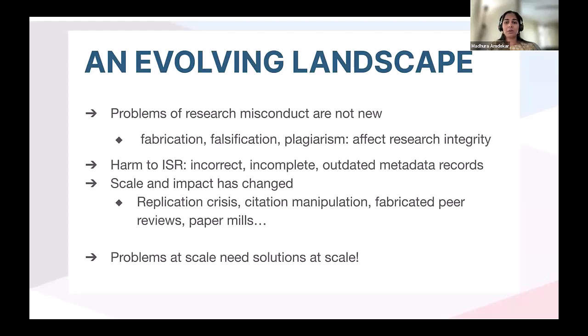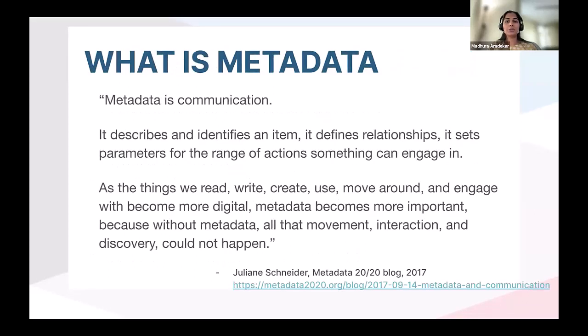In recent years, the scope and impact of integrity issues has also considerably changed. We keep hearing about things like replication crisis, citation manipulation, fraudulent peer review practices, paper mills, and so on, which are research integrity problems at scale and they need to be addressed with solutions that are also at scale. This is where metadata has an important role to play.